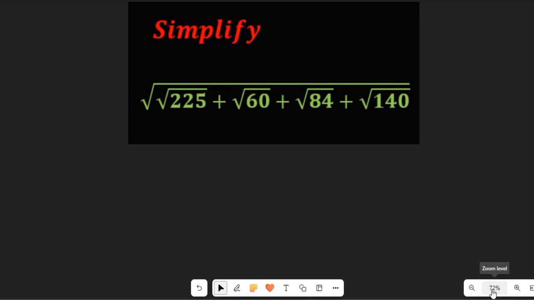Let us return this square root mathematics expression to its simplest term. Remember, we are asked to simplify, which means returning this expression to a simple term. Now look at how we're going to use a given algebraic formula in solving this question.